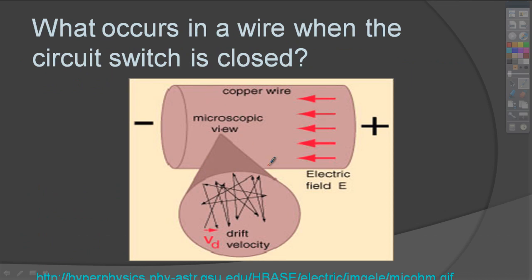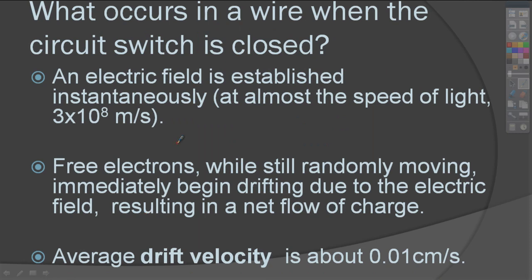So when we close the circuit, all this random motion becomes less random and starts to go this way because an electric field is produced. And since an electric field is produced and this side is positive, our little negative electrons here want to go that way, from higher potential to lower potential. An electric field is established instantaneously, almost at the speed of light. And the speed of light, if we remember, is 3 × 10⁸ meters per second. The free electrons, while still randomly moving, start to drift due to the electric field, resulting in a flow of charge, resulting in a current.